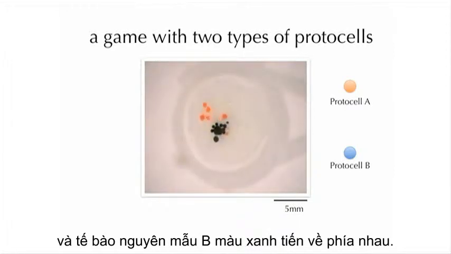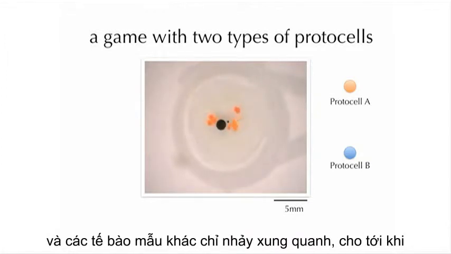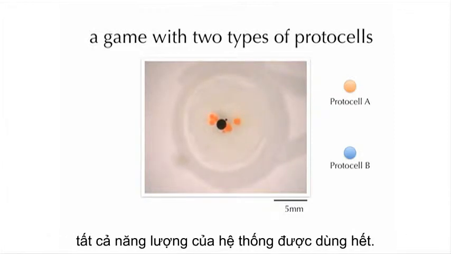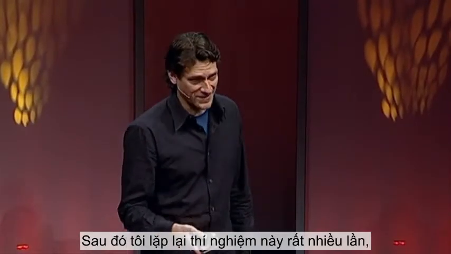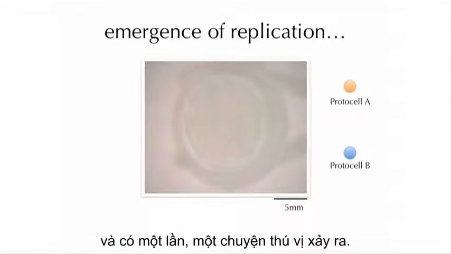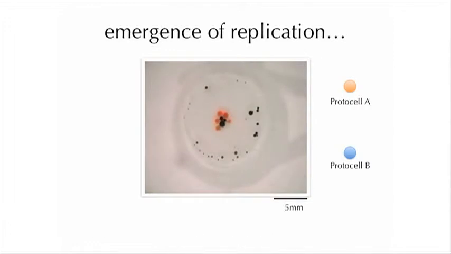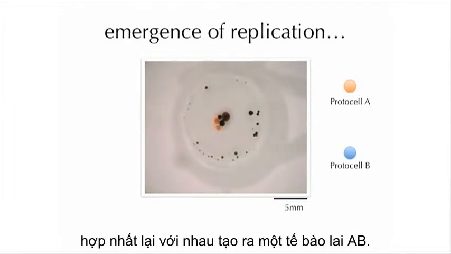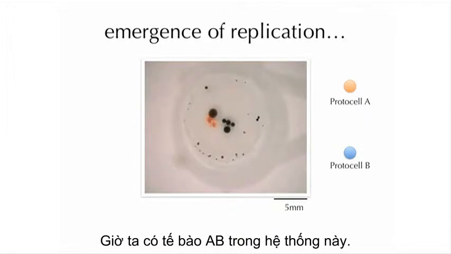And protocell B's, the blue ones, they all come together, they fuse together to form one big blob, and the other protocell just dances around, and this just happens until all of the energy in the system is basically used up, and then game over. So then I repeated this experiment a bunch of times, and one time something very interesting happened. So I added these protocells together into the system, and protocell A and protocell B fused together to form a hybrid protocell AB. That didn't happen before. There it goes. There's a protocell AB now in the system.